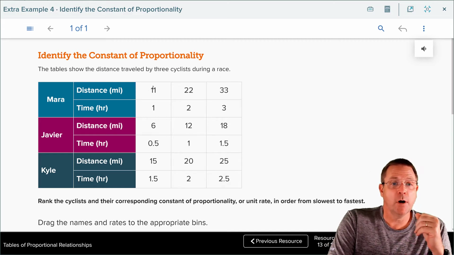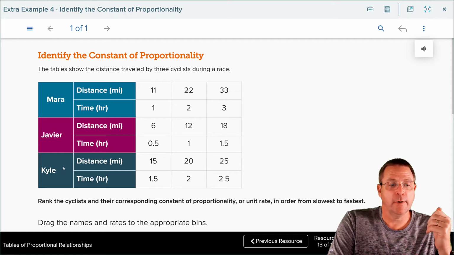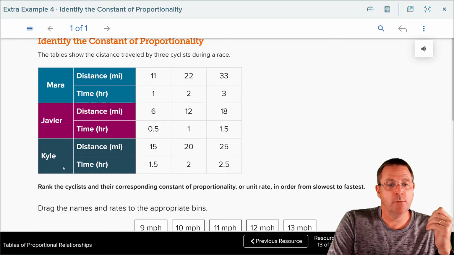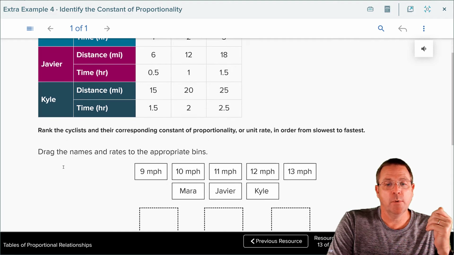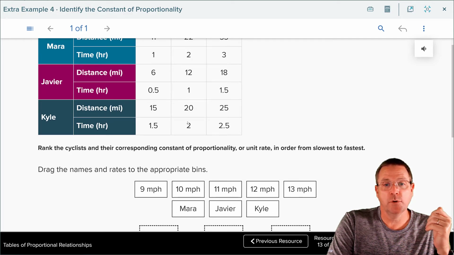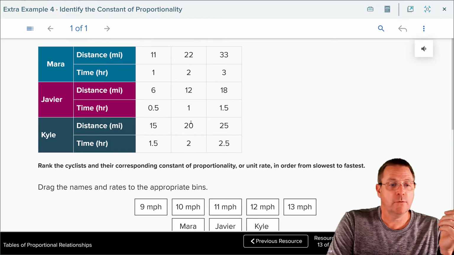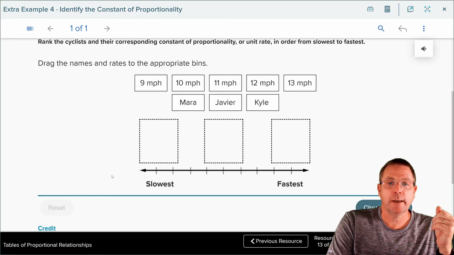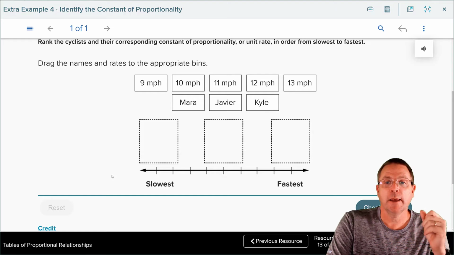We can see Mara was 11 miles in 1 hour. Javier was 12 miles in 1 hour. We really only have to figure out how fast Kyle went in 1 hour. And to do that, we would just divide 20 over 2 by 2, which means he went 10 miles in 1 hour. So let's drag the names and rates to the appropriate bins. You pause the recording, do that for just a second, and then we will come back together and check it.